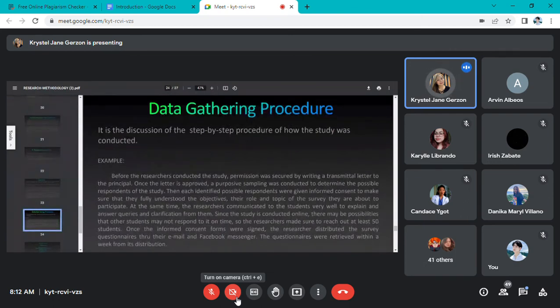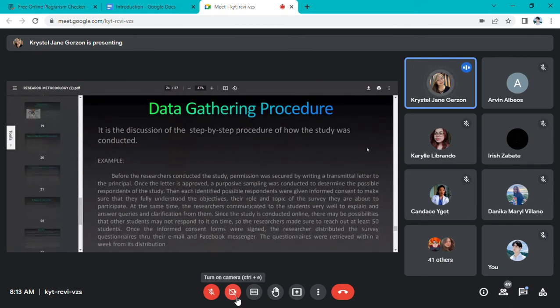Then for the data gathering procedure, it is the same regular procedure. It's just that this time you will be conducting a survey. So of course, we would have to secure a transmittal letter to the principal, and after the transmittal letter is signed, you will proceed on conducting your sampling procedure, for you to determine who will be your participants, or who will be your respondents of the study. Once you have identified the respondents, you will be giving them informed consent.